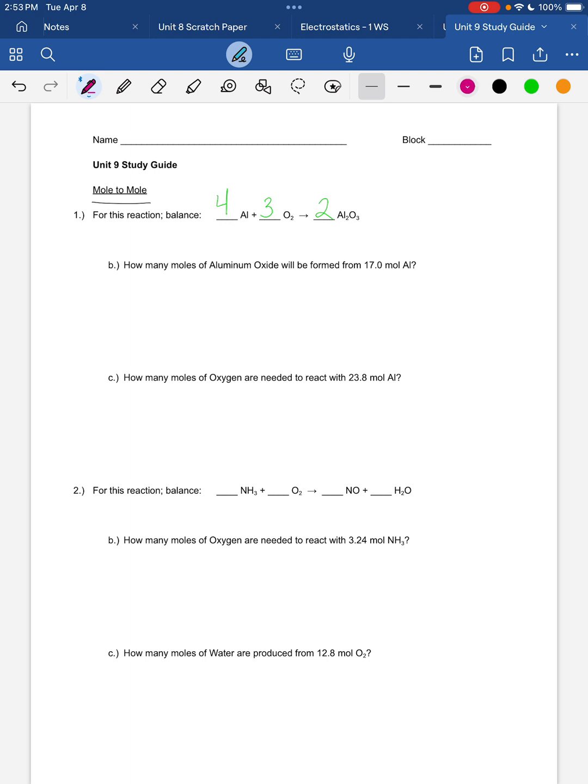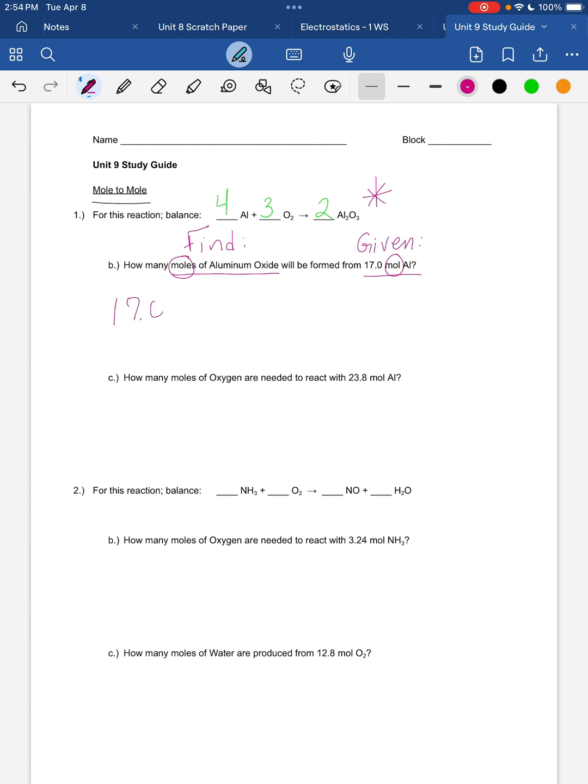Letter B then states how many moles of aluminum oxide will be formed from 17 moles of aluminum. So what's given is the 17 moles of aluminum. That's what we're going to start with, and we're trying to find moles of aluminum oxide. Please note that we're given moles and we're trying to find moles, so this is why it's a mole-to-mole type of stoichiometry problem. In order to go from moles of one compound to the moles of another, we have to use our balanced chemical equation, because this is like our recipe. Our recipe is able to go from different compounds to different compounds.